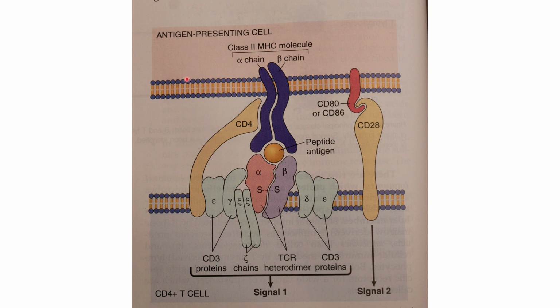This is a schematic of that. The antigen-presenting cell has class 2 MHC, major histocompatibility molecules, the alpha and beta chain. CD4 and CD28 are markers through CD80 within the membrane. There are CD3 proteins, epsilon chains, TCR heterodimers, and CD3 proteins, with peptide antigen in the center, and these send signals through the CD4 cell recruitment, signal 1 and signal 2 through CD28.